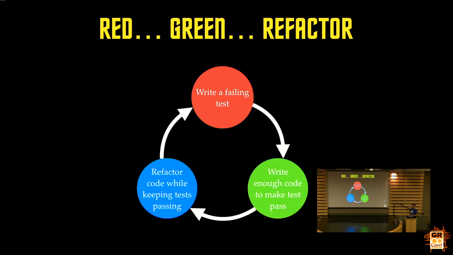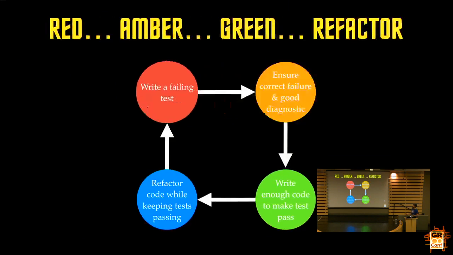Steve Freeman and Nat Price, who are kind of the founders of what's popularly known as the London School of TDD, wrote a book called Growing Object-Oriented Software Guided by Tests, and they emphasized an extra step here that I think is really important. You write the failing test, then you ensure it's failing for the right reason, and that when it does fail, you can tell what the hell is going on. So the diagnostic information is clear and useful.